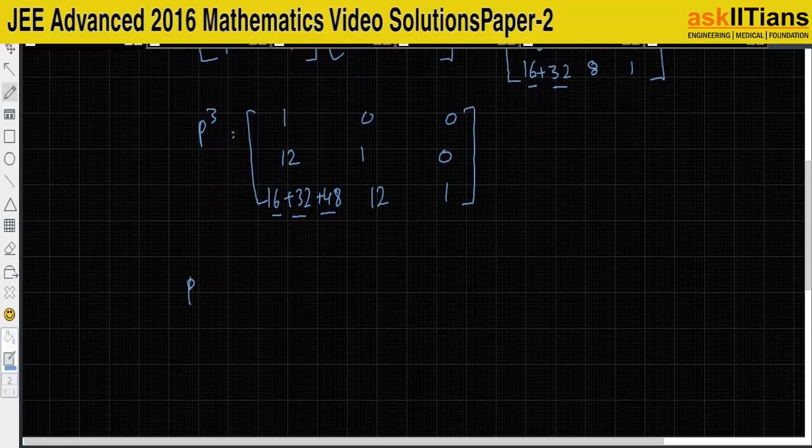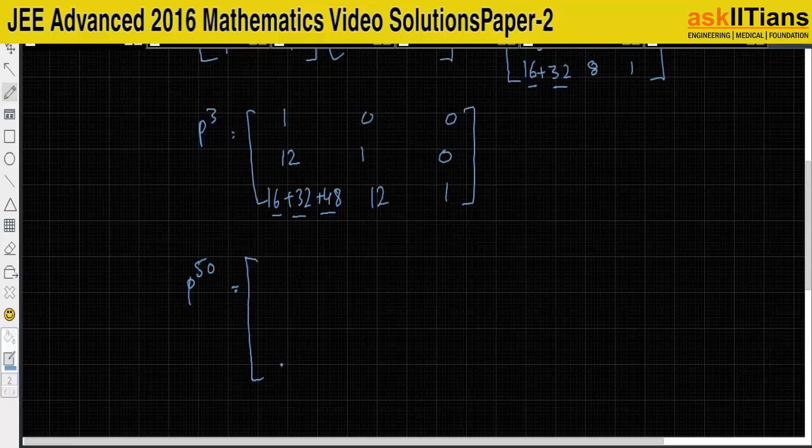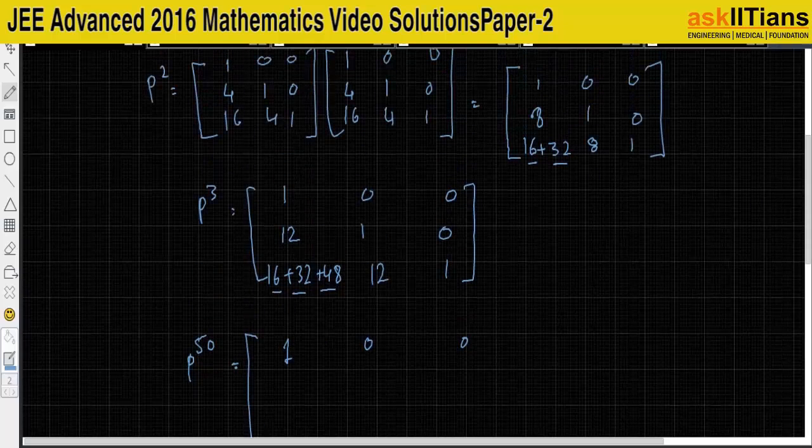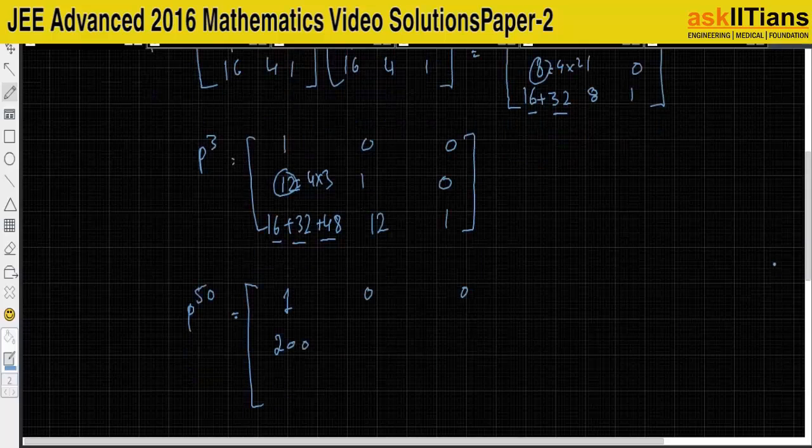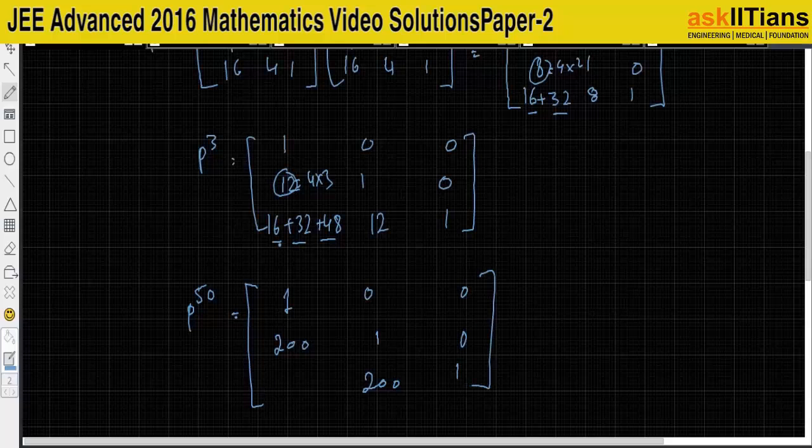Similarly, if I find out P power 50, there is a complete symmetry and a pattern which is formed. First I have 8, then I have 12. This is nothing but 4 into 2, this is nothing but 4 into 3. Similarly, here I'll get 4 into 50, so this will be 200. Here also I'll get 200. Here it will be 1, 1 and 0. Here I'll get a series. This was having 3 terms, so here I'll get a series which has 50 terms. So it will be like this: 16 plus 32 plus 48 and so on up to 50 terms.